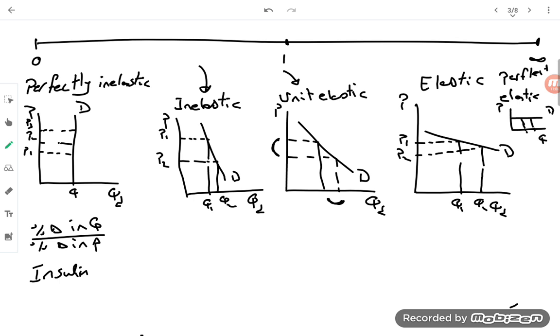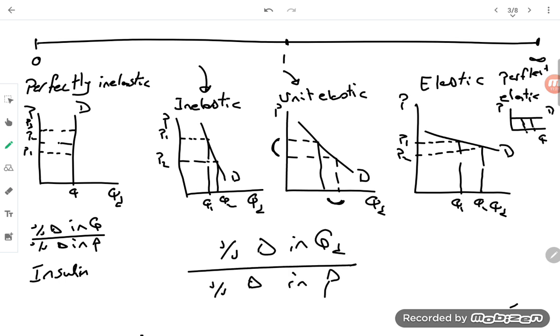So once again, elasticity is based on percentage change in QD divided by percentage change in price. If percentage change in QD is zero, while percentage change in price is any number, the value will be zero, this is perfectly inelastic demand. If percentage change in quantity demanded is lower than percentage change in price, this is inelastic demand. If they are equivalent to each other, this is unit elastic demand. If percentage change in quantity demanded is greater than percentage change in price, this is elastic demand. And finally, if the percentage change in price is zero, this is perfectly elastic demand.